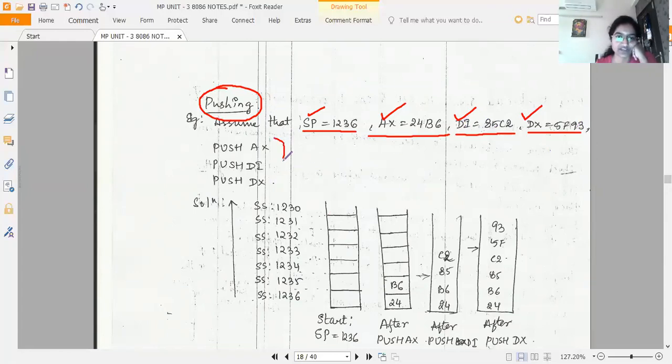Let us see what the instructions are. Instructions are push AX, push DI, and push DX. What does that mean? We have to load the content of the AX register into the stack. Then we have to load the content of DI onto the stack. Then we have to load the content of DX into the stack. Got it?